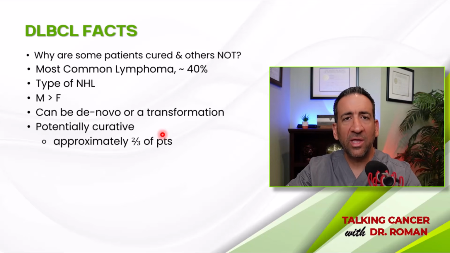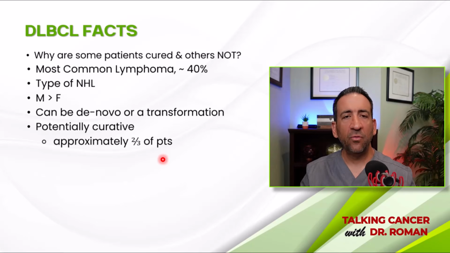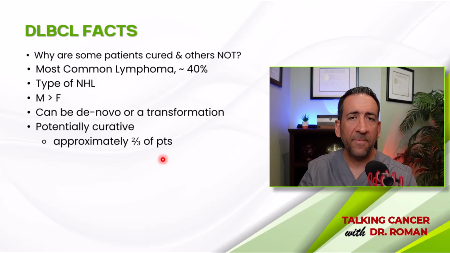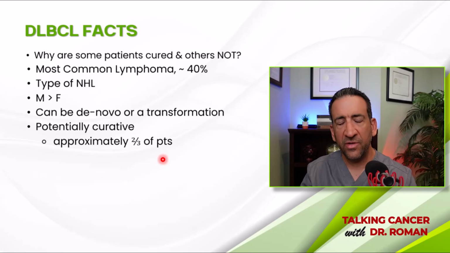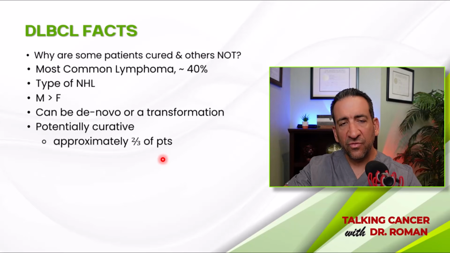Now, this is very important, and that is that most lymphomas, including diffuse large B-cell lymphoma, are a potentially curable cancer. Approximately 2/3 of patients are cured. And that's very important to keep in mind, because when it comes to treating lymphomas, we usually do not give up on lymphoma patients. Because of this, a lot of patients do have a chance of a cure, even if you have advanced disease. So something for you to keep in mind.